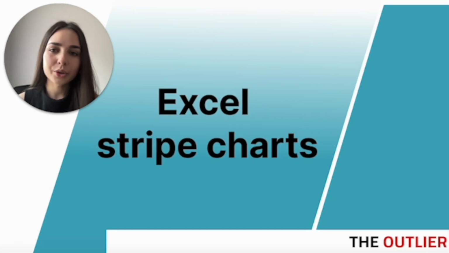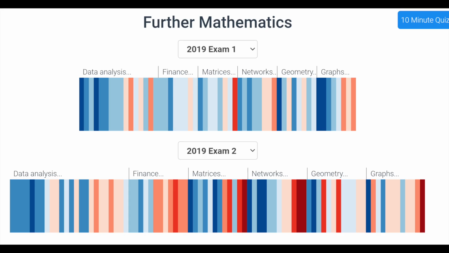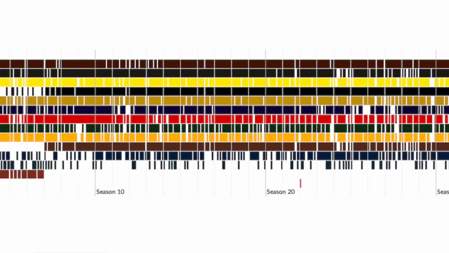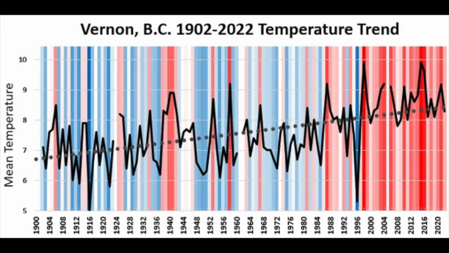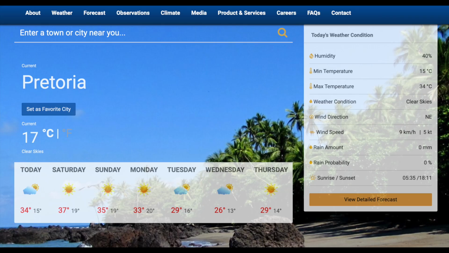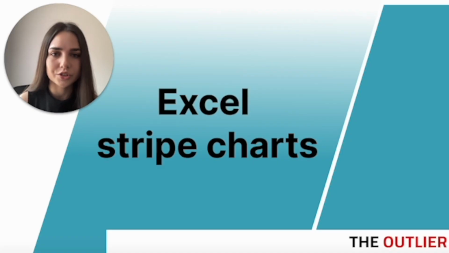Hello, now we're going to learn how to create stripe charts in Excel. A stripe chart displays data over time, usually using thin vertical colored lines. Each stripe represents a specific time period. The colors serve an important role. Darker or lighter shades indicate higher or lower values. Data such as weather patterns, stock market trends, or website traffic is ideal for visualizing with a stripe chart.